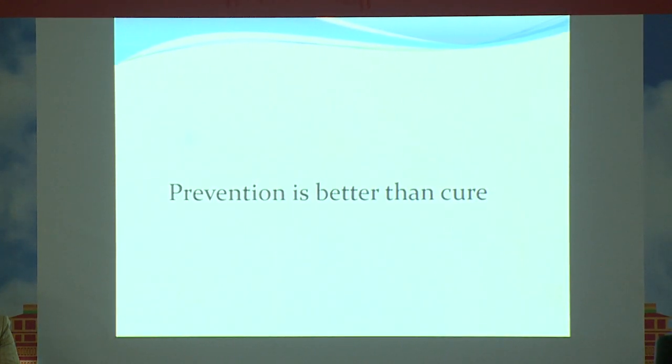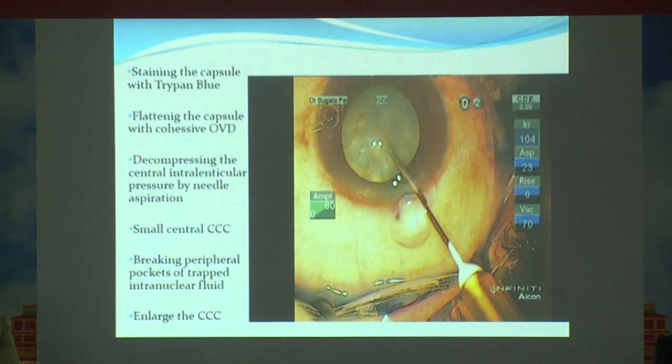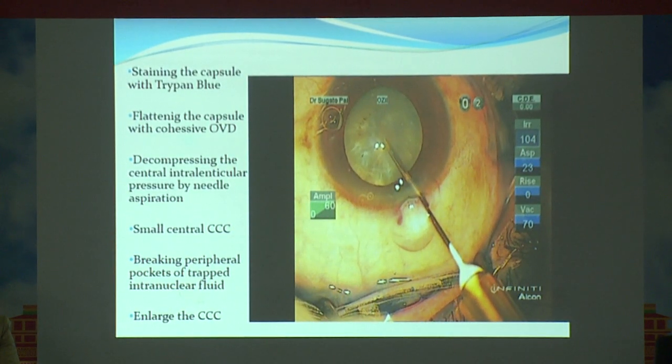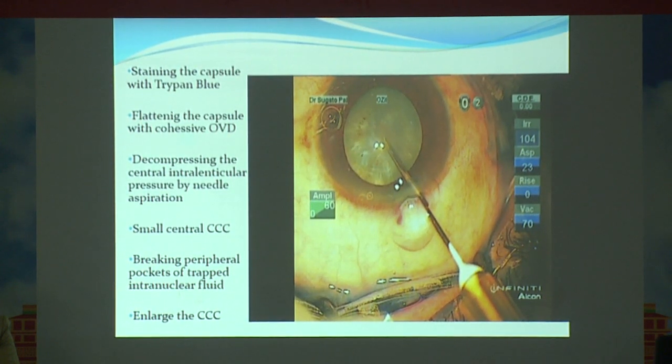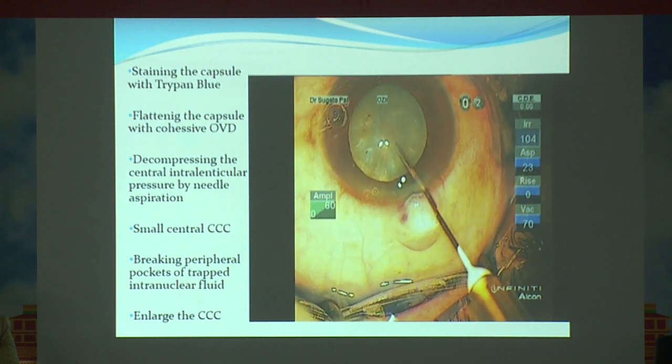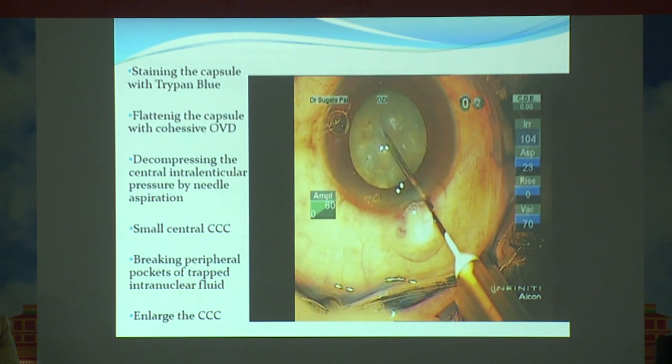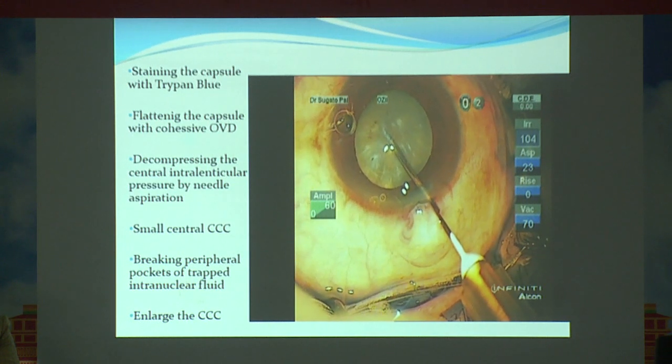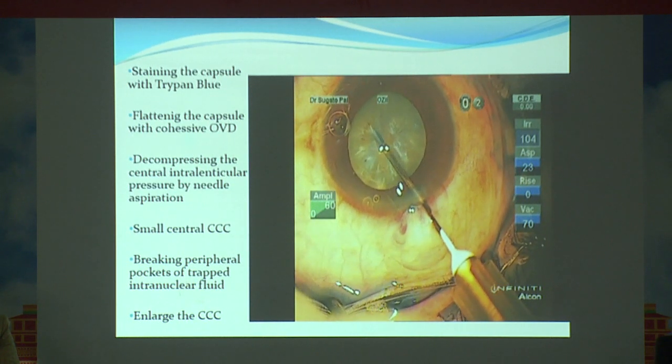So, prevention is better than cure. As I have said, intumescent cataract is the most common type where it runs out. There are certain things which you have to keep in mind, such as staining the capsule with trypan blue, flattening the capsule with a good cohesive OVD, and decompressing the central intralenticular pressure with a needle, as I will be showing in this video what I am doing. After OVD, I am going in, and just before puncturing, I am aspirating as well, so that the intralenticular pressure is decompressed.